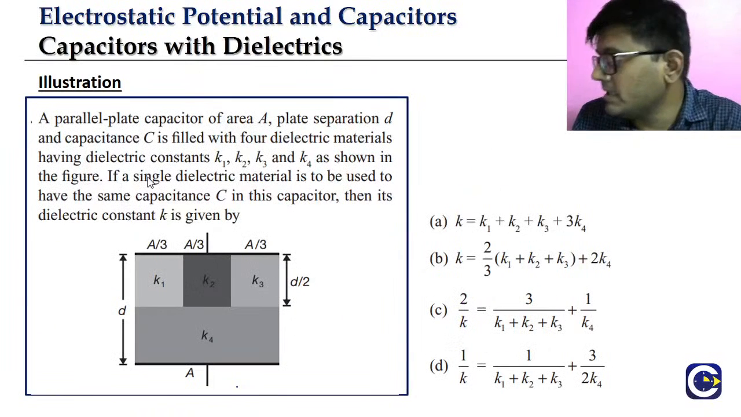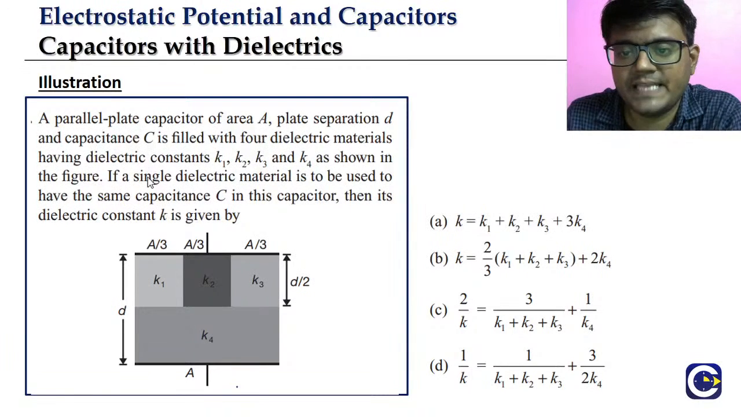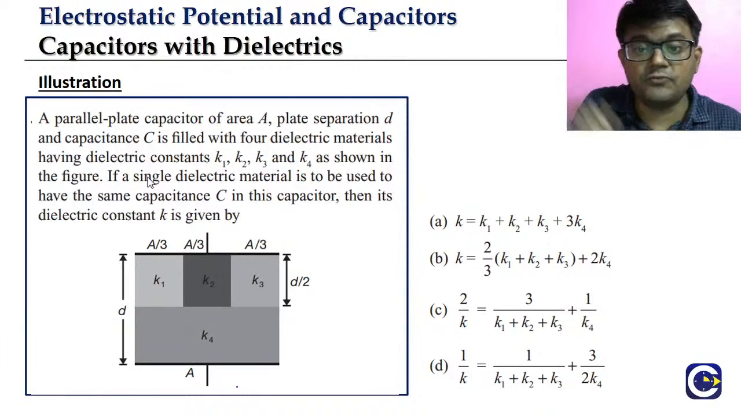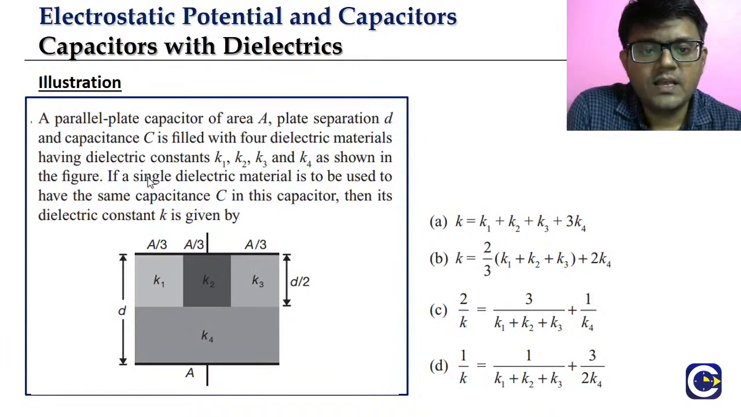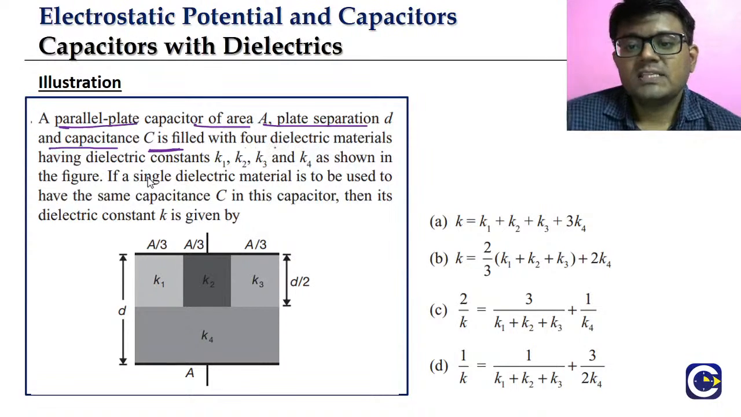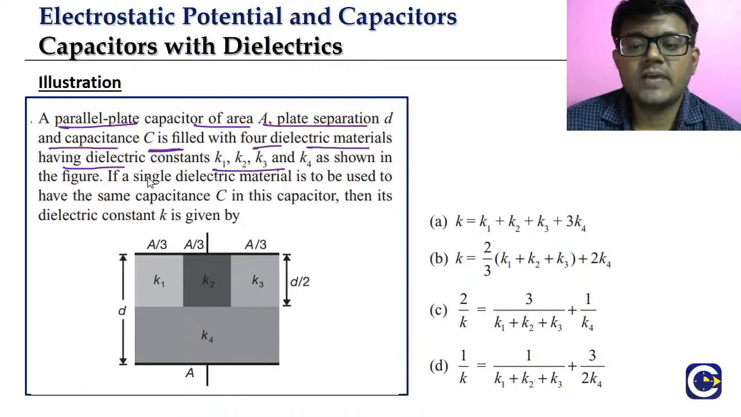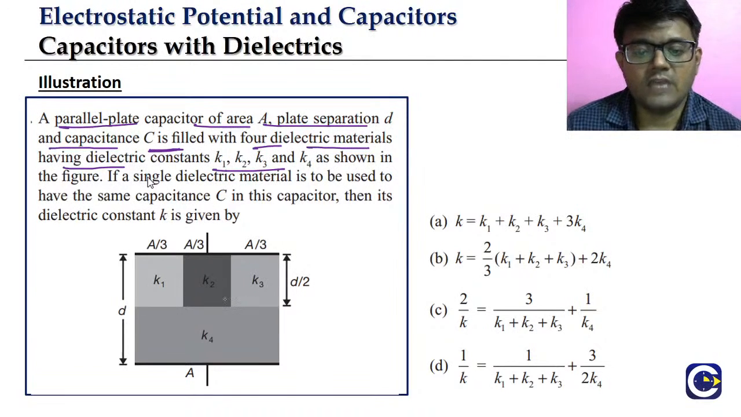Now we will look at one question that has already come in the previous year, in NEET. Here there are 4 mediums, so we are filling up the space between the capacitor plates using 4 dielectric media. A parallel plate capacitor of area A, separation D, and capacitance C is filled with 4 dielectric materials with dielectric constants K1, K2, K3, K4 in another arrangement.